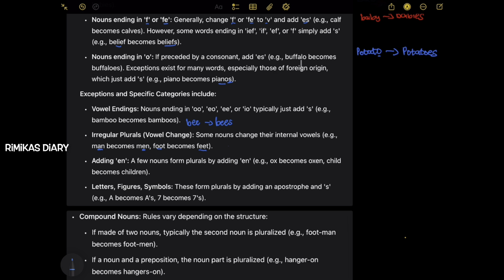There's also another example. Tooth changes into teeth. Goose changes into geese.